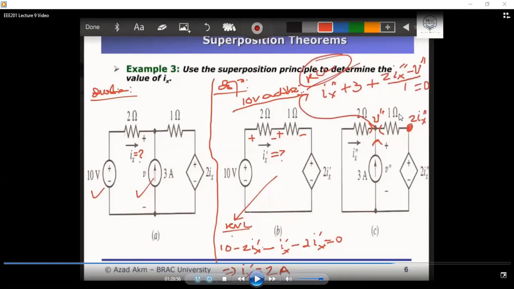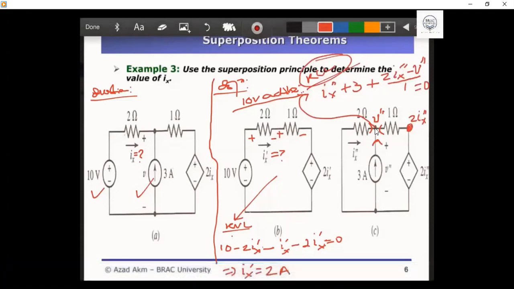This voltage minus this voltage. At this point, what is the voltage? At this point, the voltage is V double prime. It is assumed V double prime. If you assume this is V double prime voltage, what will be the current then? 2 Ix double prime minus V double prime divided by 1, equal to 0. So this is the total equation at this point. All of you clear? KCL.